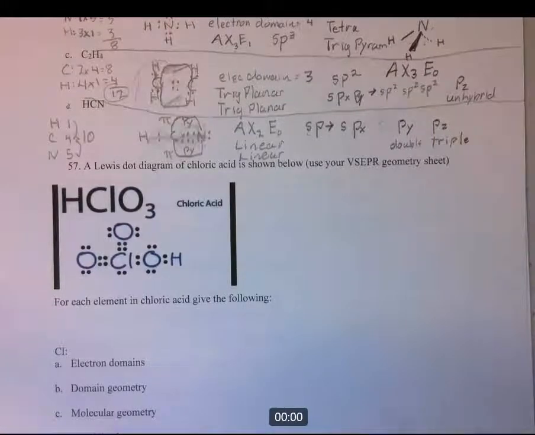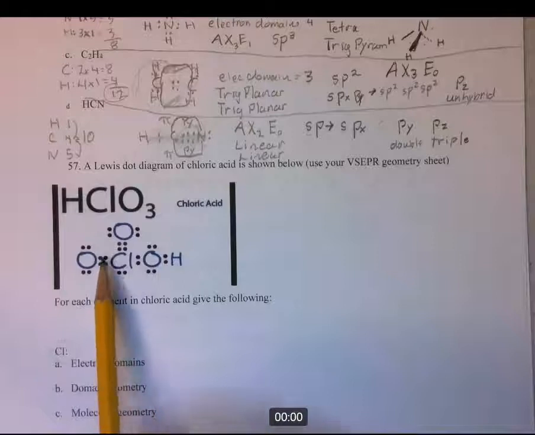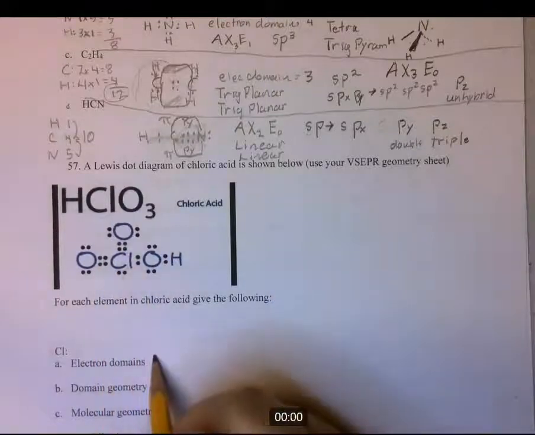All right, so you got all kinds of things going on here. So this is a little bit more complicated molecule than we usually do. So for each element in the chloric acid, give the following: the electron domains of the chlorine. So start off with the chlorine. And so the chlorine, how many electron domains does this chlorine have? It has 1, 2, 3, 4.